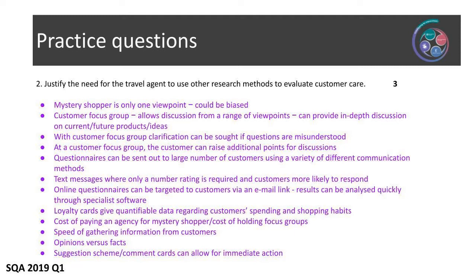Right, looking on to question 2 then. Justify the need for the travel agent to use other research methods to evaluate customer care. Well, the mystery shopper is, of course, only one viewpoint, so we need to be careful that it's not biased. So if you're taking that information from just one source, then you've definitely got the risk of bias.